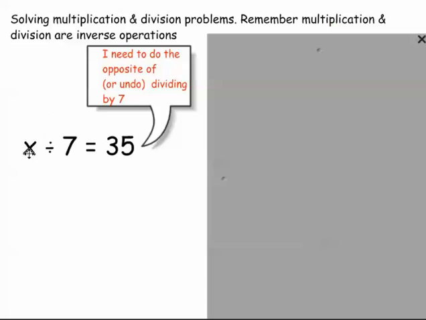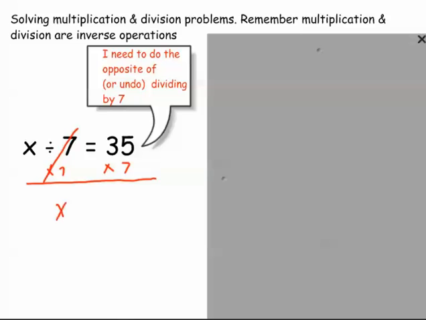So let's look at this one. If I have x divided by 7 equals 35, I want to get rid of dividing by 7. The opposite of dividing by 7 would be to multiply by 7. So I'm going to multiply both sides by 7. Sorry about my multiplication sign there, I don't want you to think it's a variable. So dividing by 7 and multiplying by 7, they cancel out.